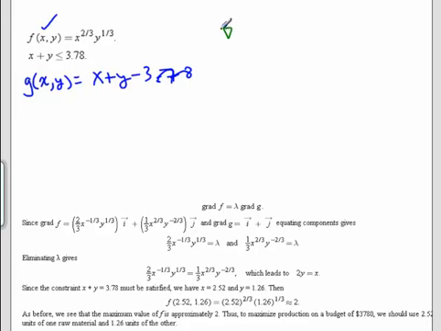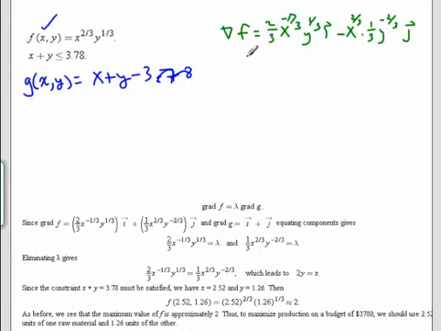So we have grad f equals 2/3 x to the negative 1/3 times y to the 1/3 i minus x to the 2/3 times 1/3 y to the minus 2/3 j. And this is my grad f. My grad g is simply i plus j.